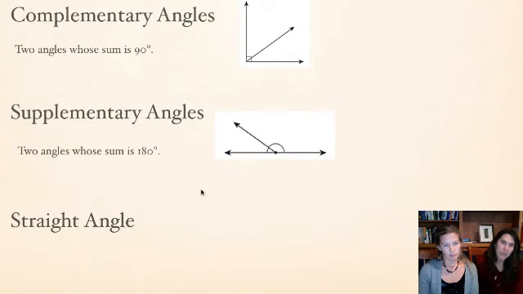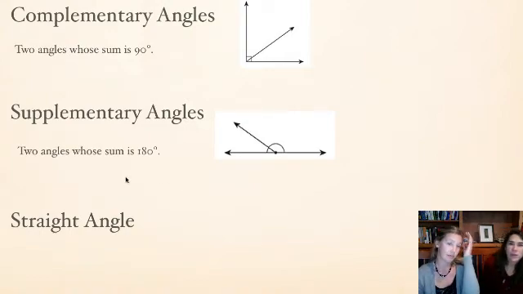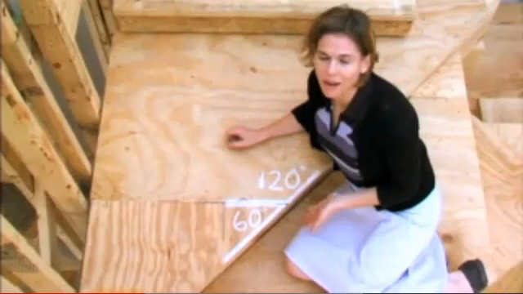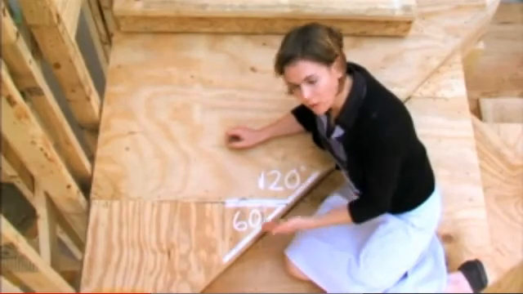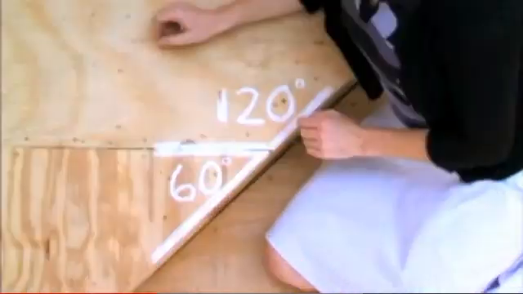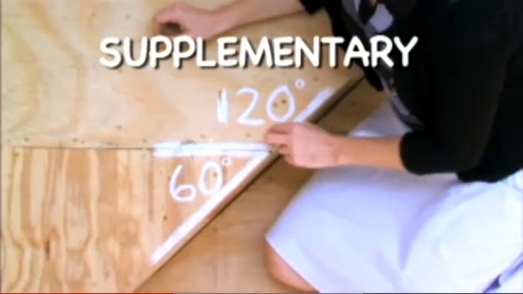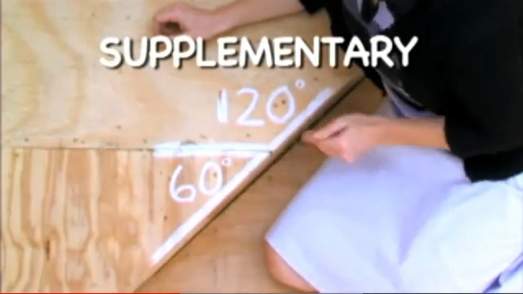Looking at supplementary angles, that is similar, but you'll notice we still have two angles, but now those two angles add up to 180 degrees. So this step is a great example of two angles that form a straight line. These two angles are called supplementary because together they add up to 180 degrees.